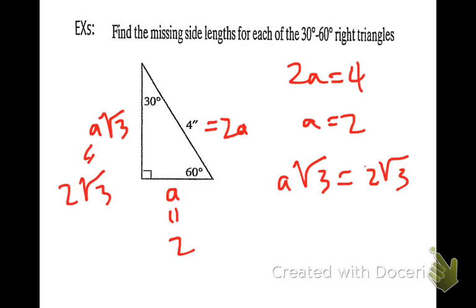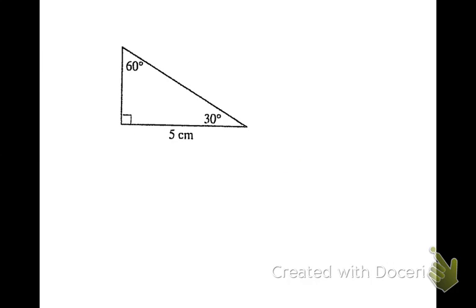I want you to do that, so then it just becomes a matter of seeing which one I know and solving an algebraic equation to find the value of a. Let's do another example. This time, the side across from the 30 is a, the side across from the 60 is equal to a radical 3, and the side across from the 90 is 2a.